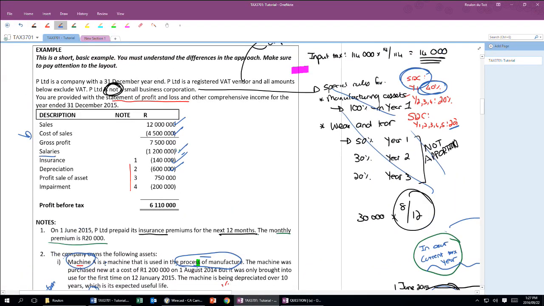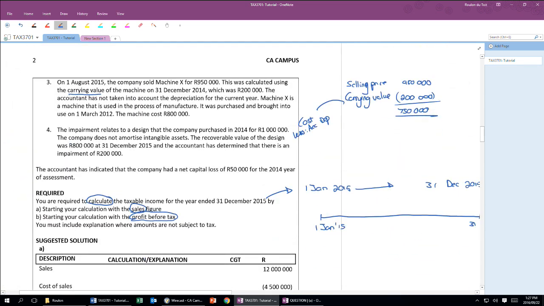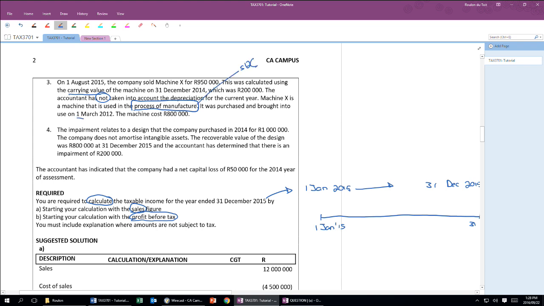But what do we know about profit on sale of an asset that has been calculated in this way? This is only for accounting. Tax does not work in the same way. Right, so they tell you the accountant has not taken into account depreciation for the current year. Machine X is a machine that is used in the process of manufacture. Alright, there we go again. What do we know about process of manufacture? Section 12C again. It was purchased and brought into use on the 1st of March 2012. So this is a prior year, and this is the 2012 year, and the machine had a cost of 800,000 rands.